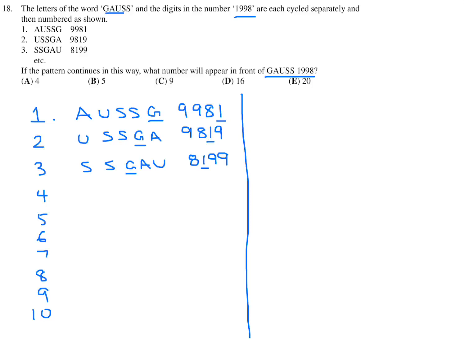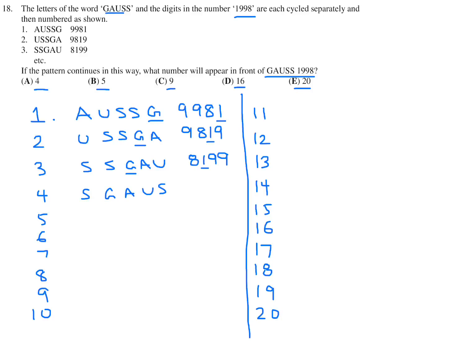because let's see, the answer choices are 4, 5, 9, 16, 20. Oh boy. So they want me to go all the way up to 20 for me to eliminate all the possible choices. So, all right, let's do that. First, to avoid confusion, I'm just going to concentrate on the letters first. So we've got S, G, A, U, S, and then G, A, U, S, S. Okay, whoa, we got Gauss already, but let's see if the number matches.